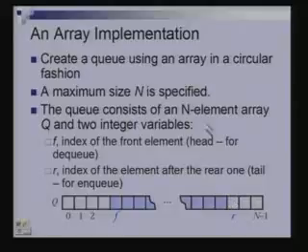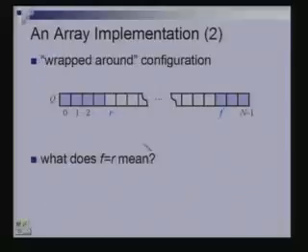Now I have said something like in a circular fashion. What does this mean, and why am I saying such a thing? So let's say we kept inserting elements in this queue. I inserted another element, another element, another element, and now I cannot insert any more elements, because I have already reached the end of this array. But I have space available here in the front. So what will I start doing? I will wrap around. I will start inserting the elements here, and this is what will happen.